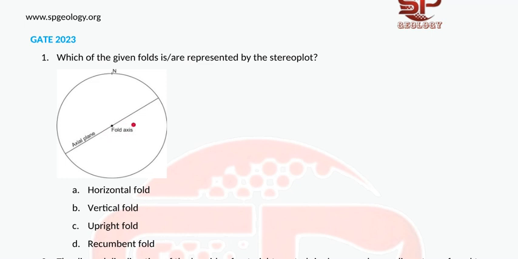With this stereo plot, you can see the fold axis is perpendicular or vertical. You can say the axial plane is also vertical. So if both are vertical, you can say those are vertical.